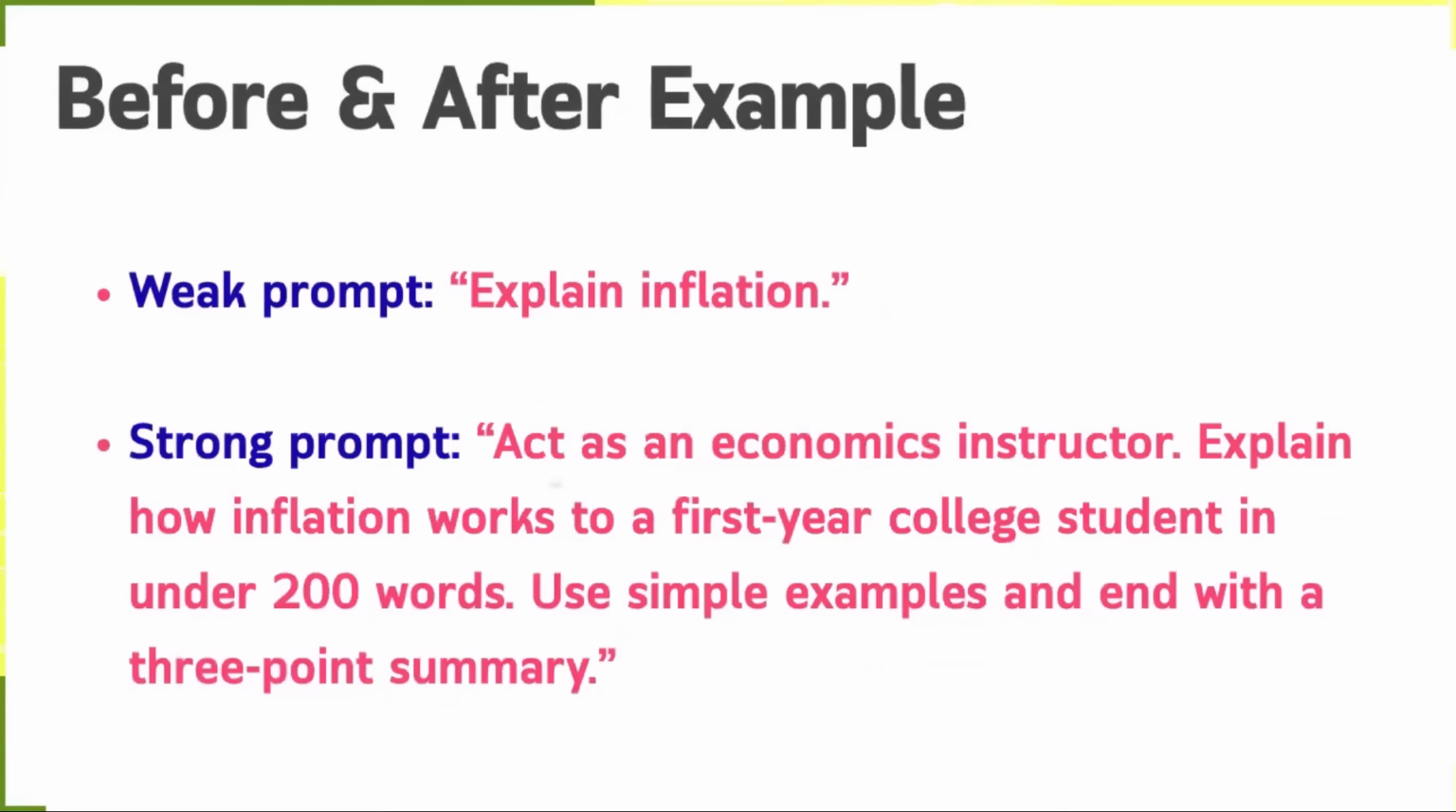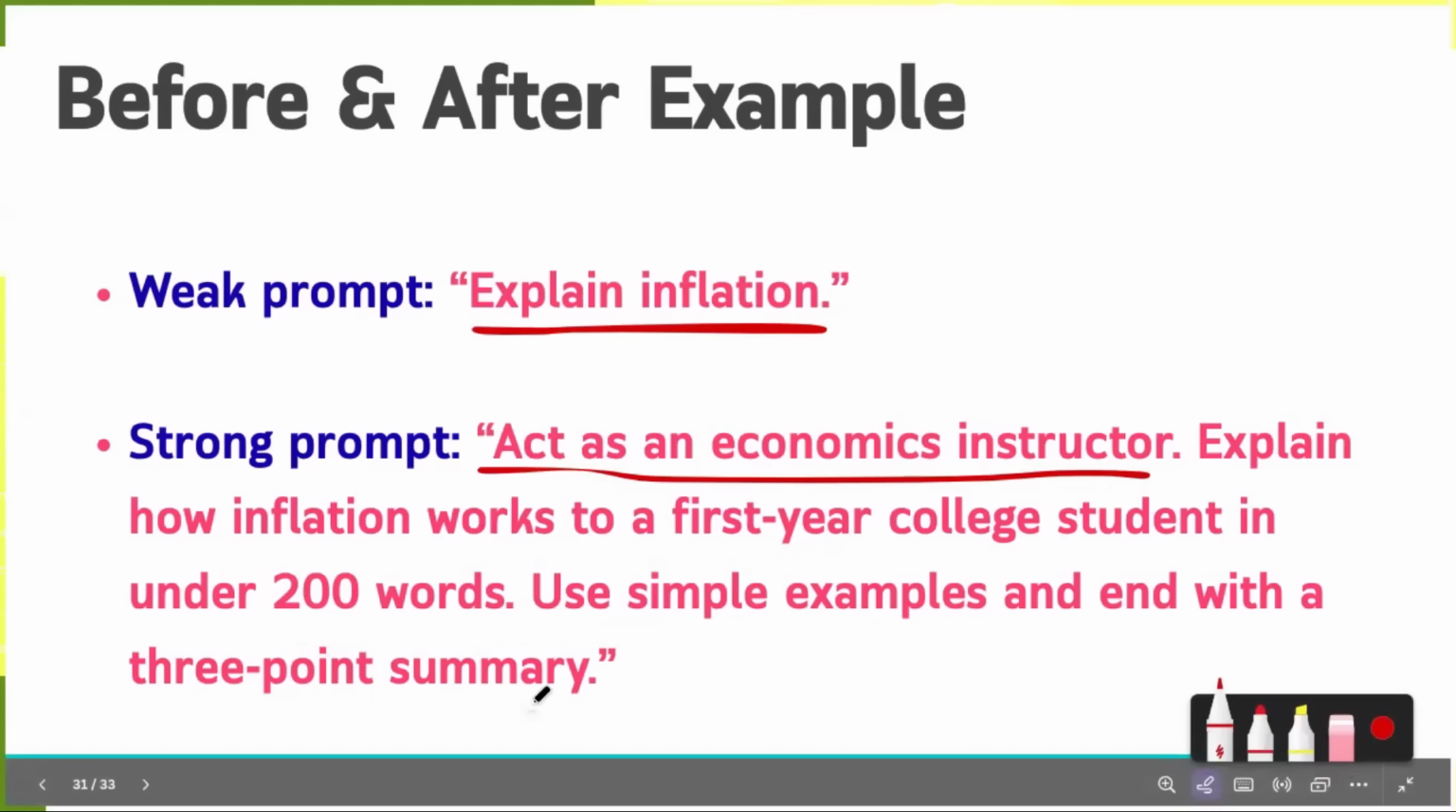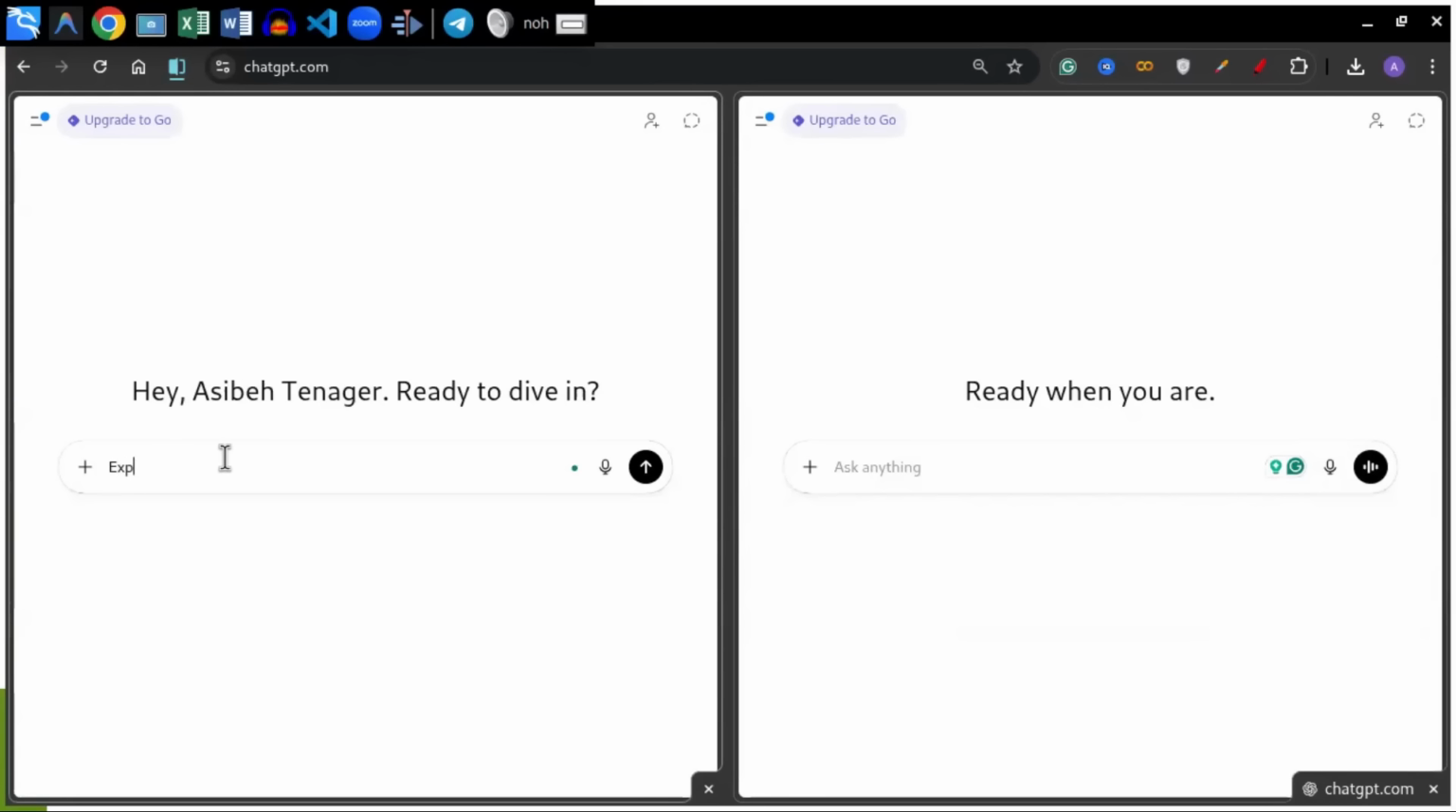How the Core 4 improves a prompt. Let's see how everything comes together with a practical example. Here is an example of a weak prompt versus a strong prompt. A weak prompt might look like this. Explain inflation. A strong prompt might look like this. Act as an economics instructor. Explain how inflation works to a first year college student in under 200 words. Use simple examples and end with a 3-point summary. Now try it yourself on ChatGPT or any AI platform.